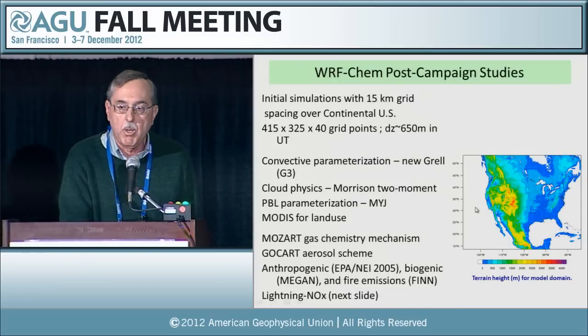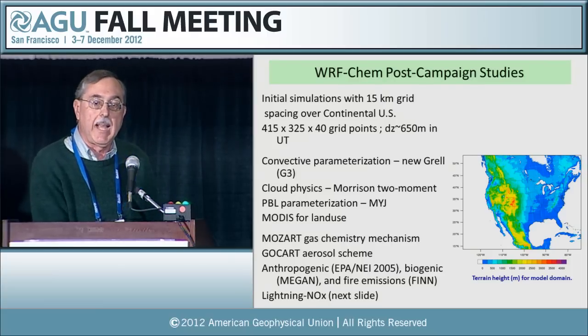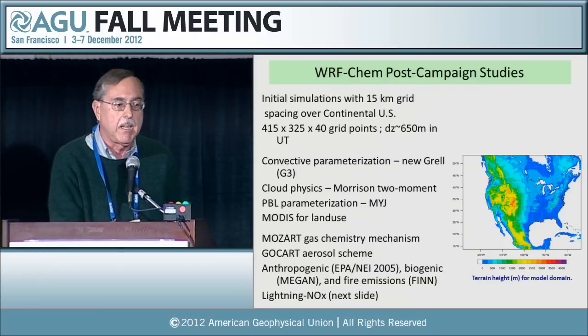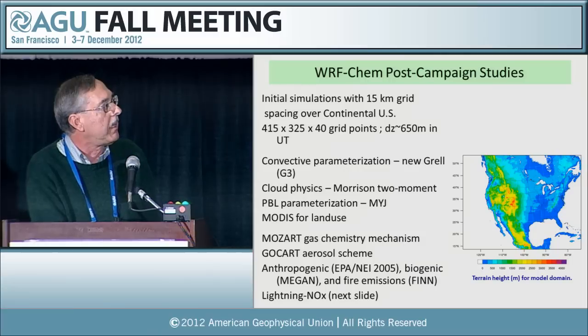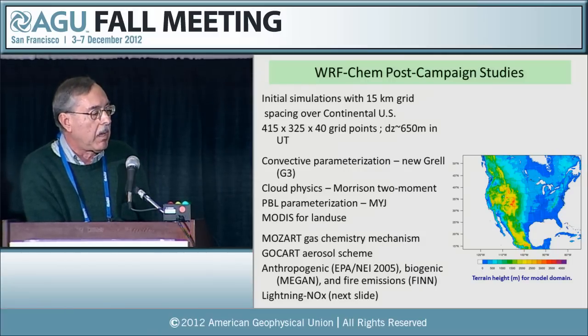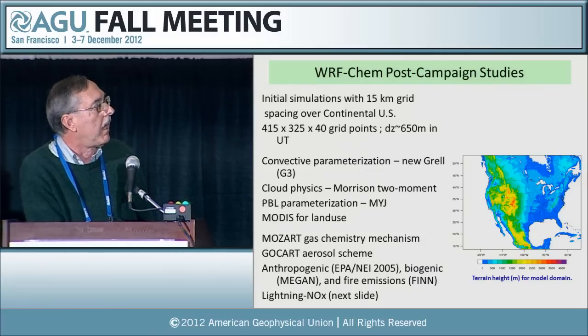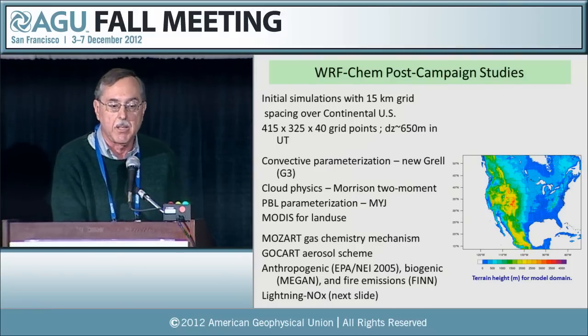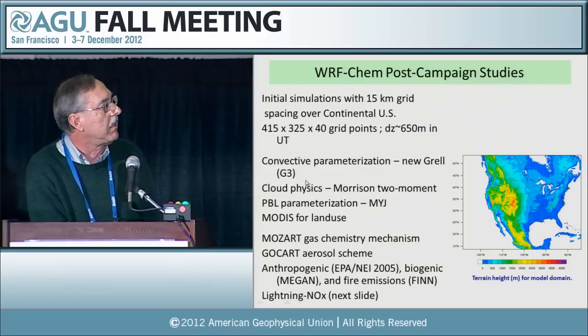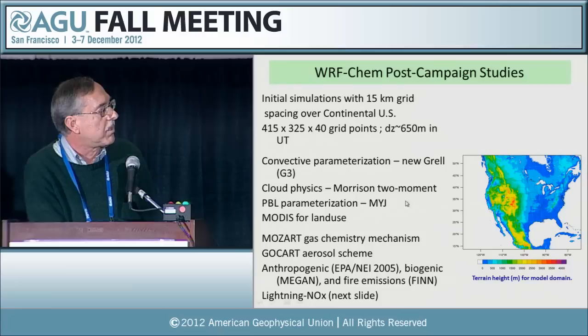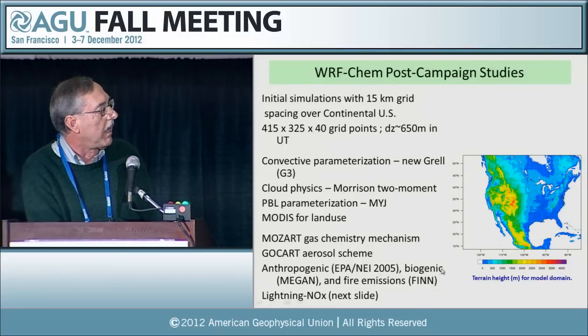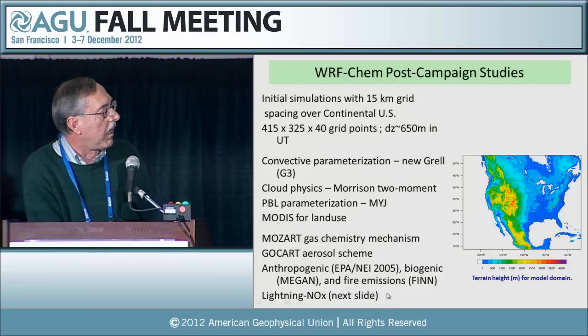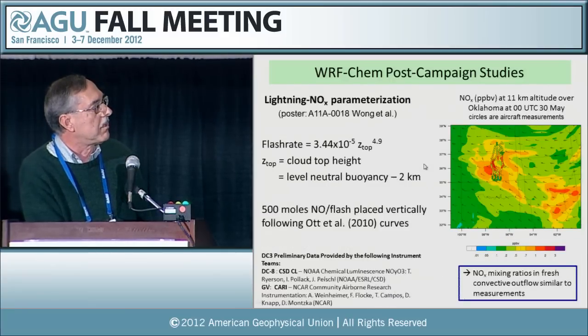Now, post-mission, there's a variety of analyses that have been initiated, and one of them is a model study using WRF-Chem. This is at 15-kilometer resolution, so this is not at cloud-resolving scales. This is using parameterized convection using the new Grell scheme. And this shows the various other characteristics of what went into that model. And the lightning NOx scheme is discussed here.